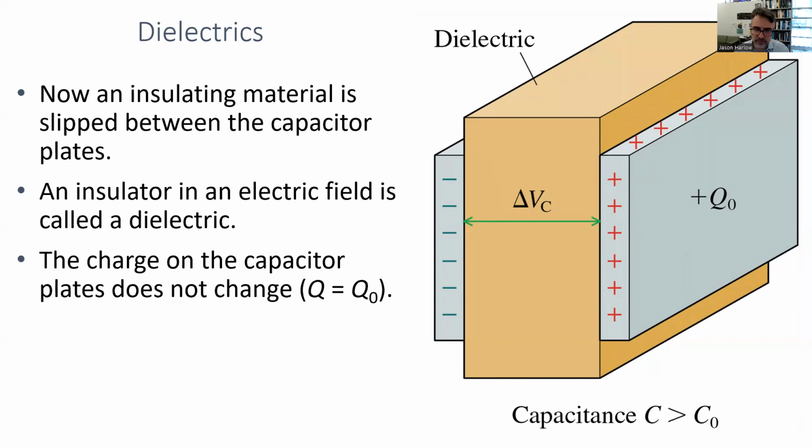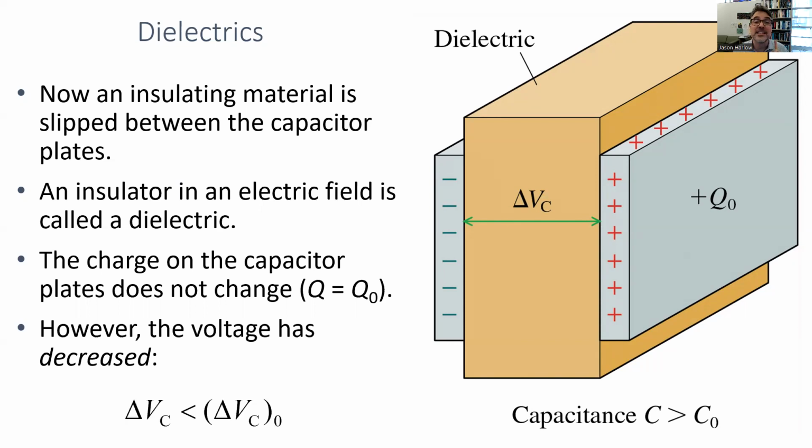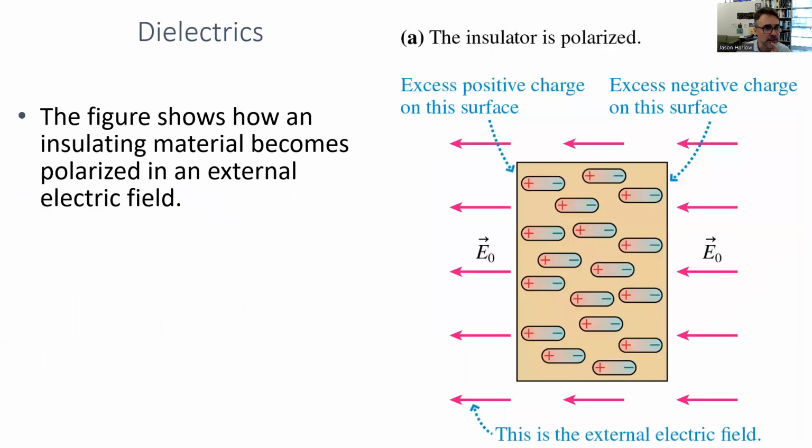And so just slipping in a dielectric doesn't change the charge on the capacitor, but you'll find it does change the voltage. And this delta V_C is now less than delta V_C0. And I'll tell you why. It's not totally obvious.